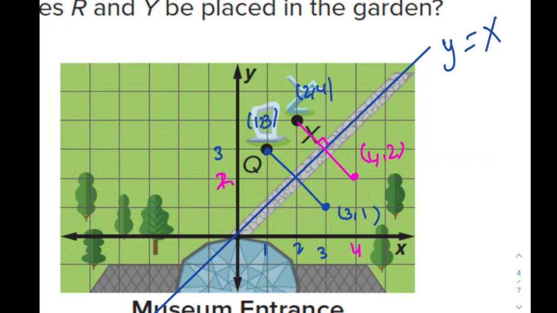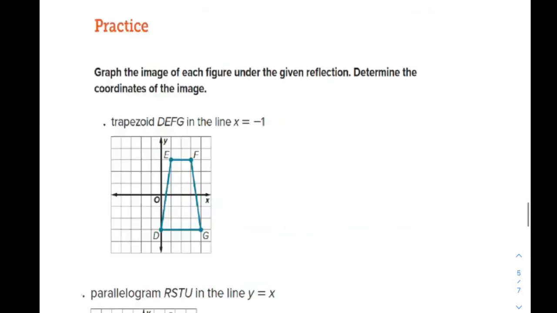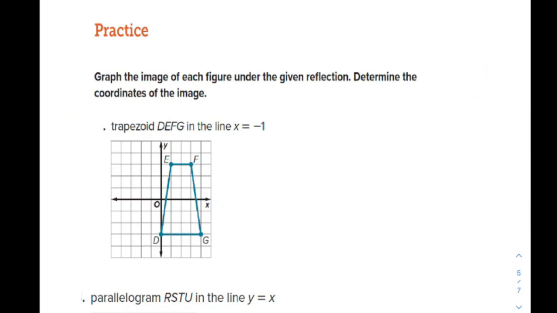4 and 2. Opposite to this is 1. So it is 4 and 2, and it will be interchanging X and Y. So Q is paired with R, and X is paired with Y. So the pairs that we are looking for are those. Let's continue. Now we have practice.